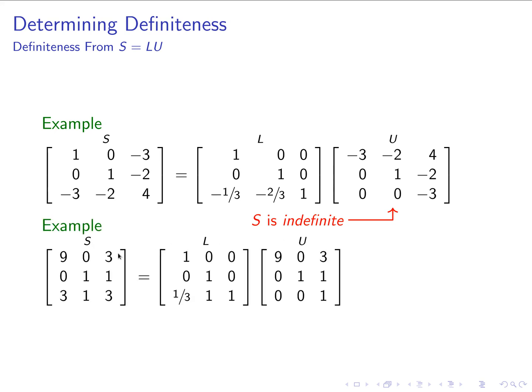Here's another example. Here we have another 3 by 3 real symmetric matrix, factored as L times U. The pivots in U this time are 9 and 1 and 1. Well, all of these pivots are positive, which tells us that S is a positive definite Hermitian matrix. So as soon as we factor it as L times U, we know the definiteness of our matrix.